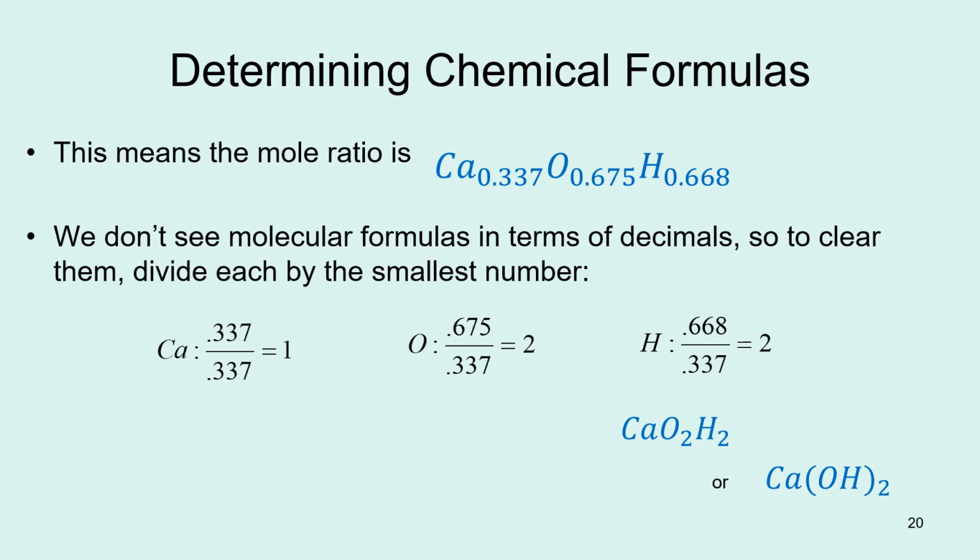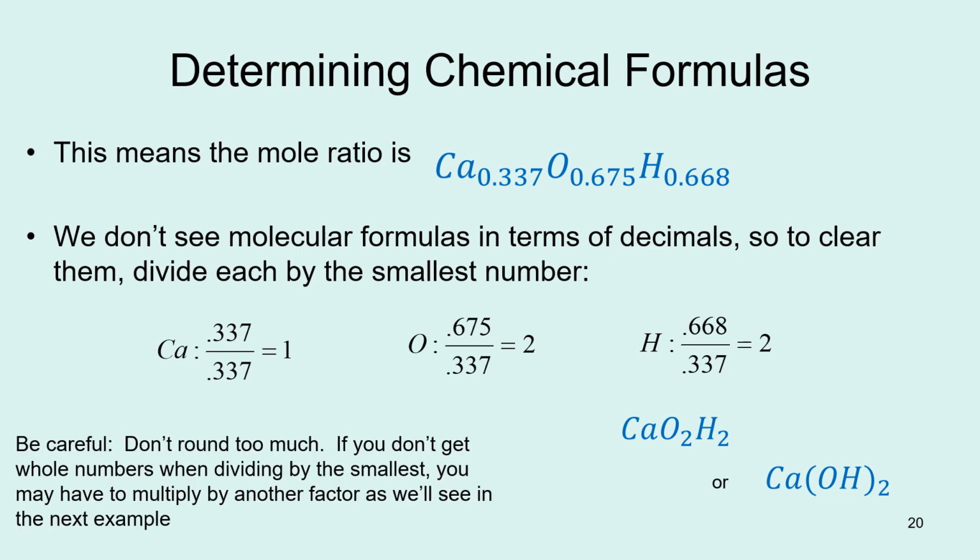All right, so like I said, be really careful. Don't round too much. In this case, 0.675 divided by 0.337 gives me 2.00. So 2.003, to three significant figures, it's 2. If I take 0.668 divided by 0.337, I get 1.98. That's really close to 2, so I can round that up to 2. So these are all rounded to whole numbers.